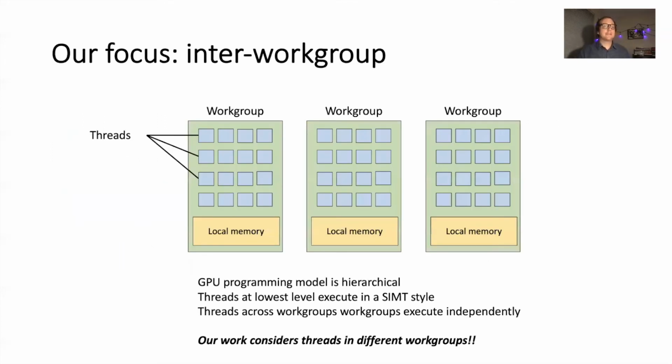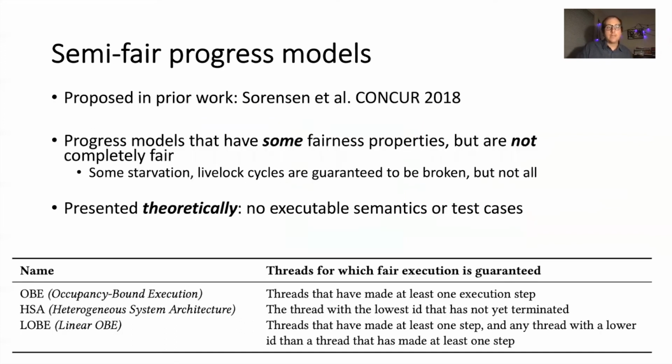Now, before we get started, I just want to reiterate our focus here. We are interested in inter-workgroup thread interactions on GPUs. GPUs have a hierarchical programming model. Threads are grouped into what are called workgroups, and threads inside workgroups have different properties than threads across workgroups. We are interested in what happens with threads across workgroups. There are different ways to synchronize threads when they are inside the same workgroup, or even at a lower level inside the same subgroup.